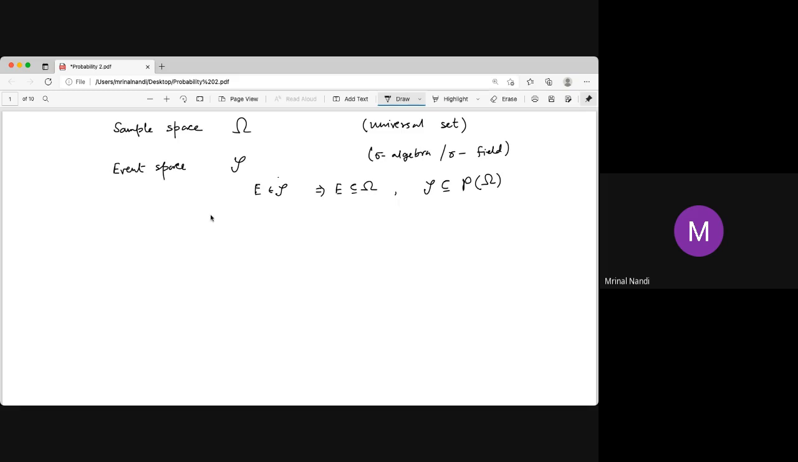And then we define a function called probability. It's a function from this event space to [0, 1] with some properties, and that is called the probability function, or probability measure, or simply probability. Now these three things together we call a probability space. This is called the probability space.